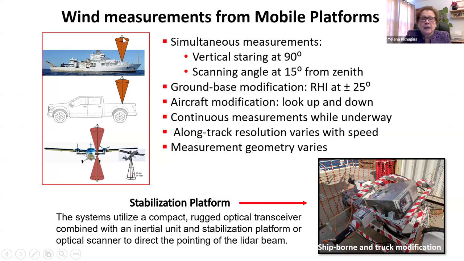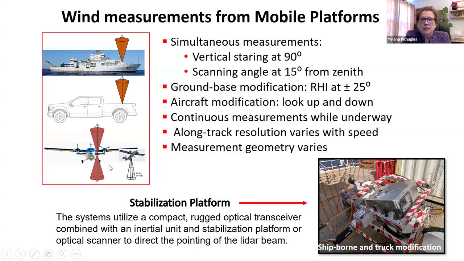And you can see that the LIDAR provides simultaneous measurements of a vertically steered beam at 90 degrees and also scanning plus or minus 15 degrees from zenith. On the ship, same as on a truck, but the recent truck modification means that we can turn this to any angle and do RHI scans around a wind turbine.